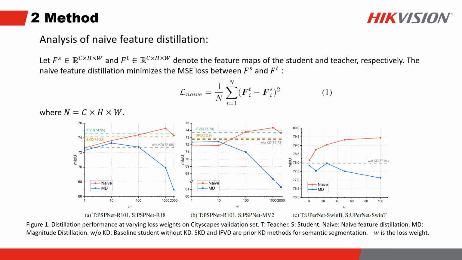For example, when the teacher is a PSPNet R101 and the student is PSPNet R18, it requires a large loss weight to get good results. Instead, a relatively small loss weight is appropriate when the teacher is UPerNet Swin-B and the student is UPerNet Swin-T.